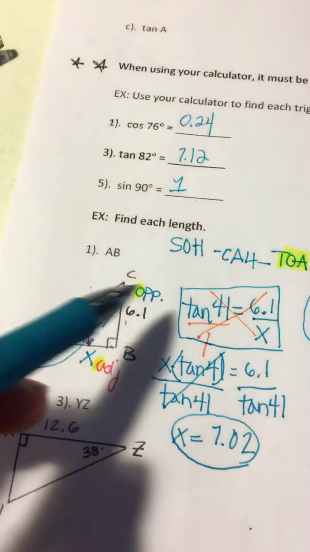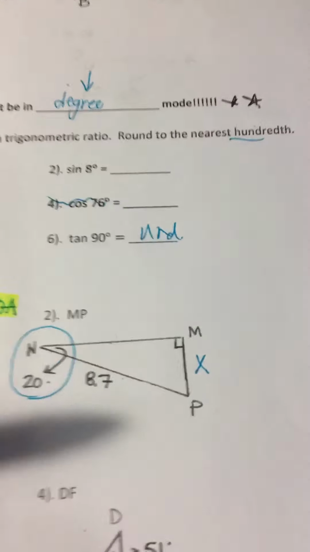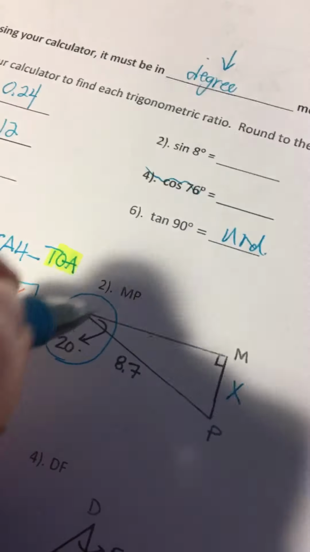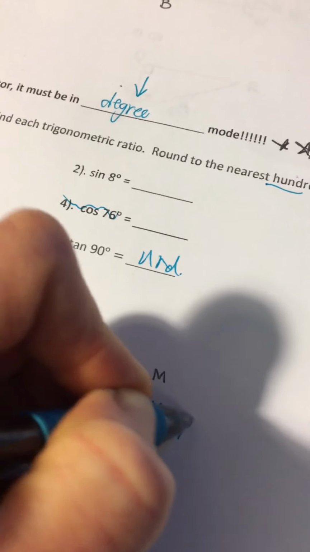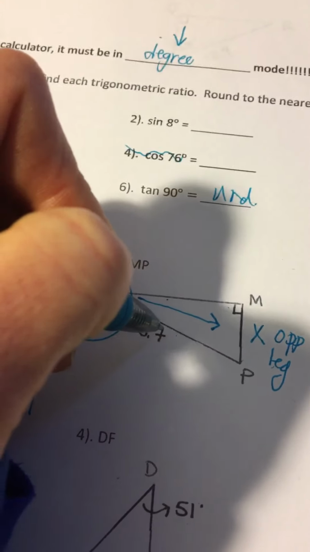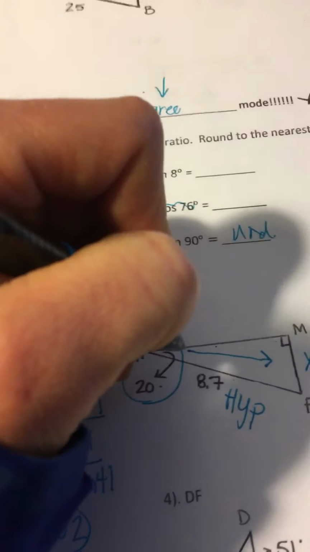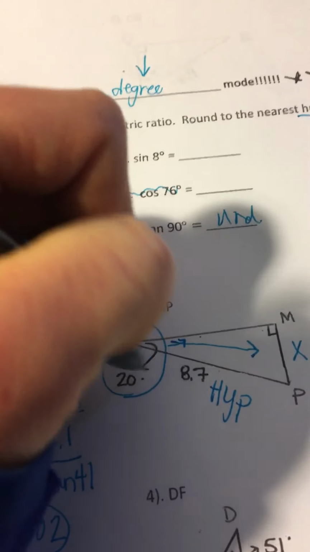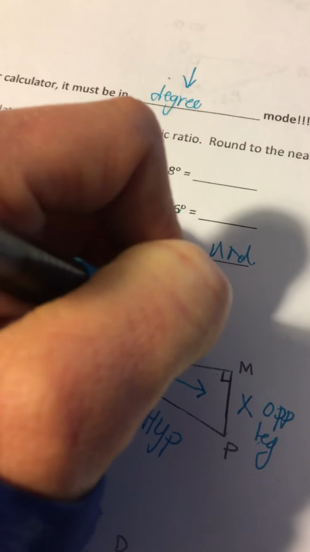In the previous example, I only labeled the sides I was using. This one, let's label all the sides because it might be helpful. So straight across from 20, I have a leg, okay, and this is going to be my opposite leg. Obviously, right across from 90 degrees, I have my hypotenuse. And the side right beside the angle they give me is going to be the adjacent side, or the adjacent leg.